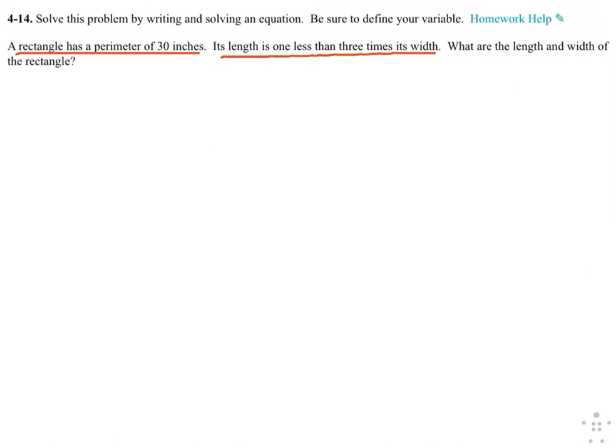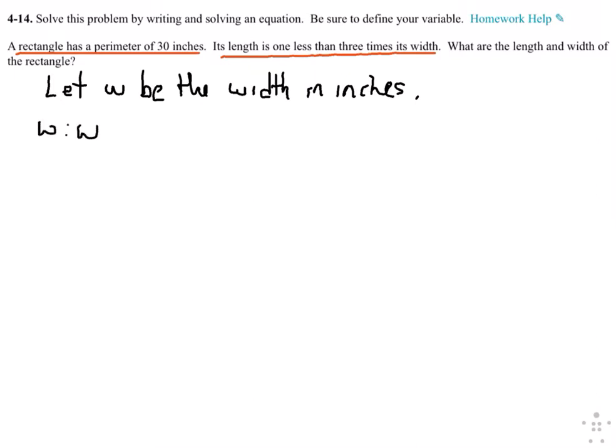So let's define some variables here. So I'm going to let W be the width in inches. Okay, so there's my let statement. So the length we've just seen. So the width is W, right? And the length would be represented by 1 less than 3 times the width. 3 times the width, 1 less than that.